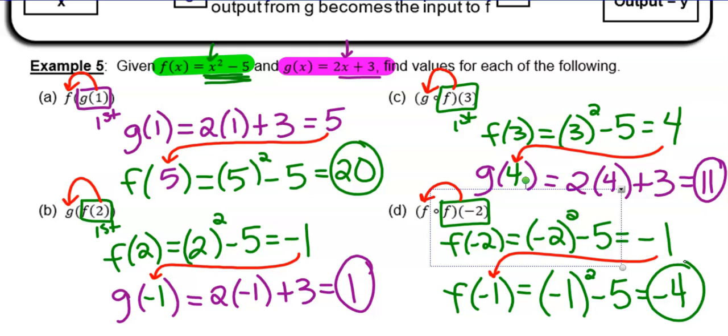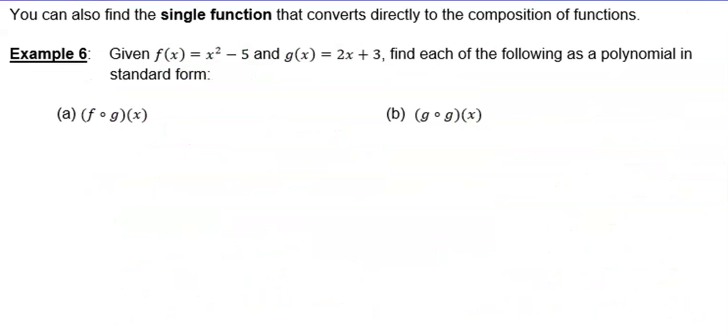All right, we have one last set of notes to do. Examples 6 and 7. We're still doing compositions, but if you notice with example 6a, it says f of g of x. So there's no number here. It's an x. This means you want to find the equation that represents the composition.